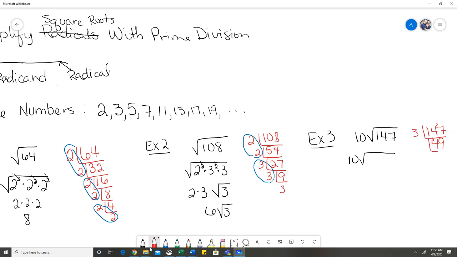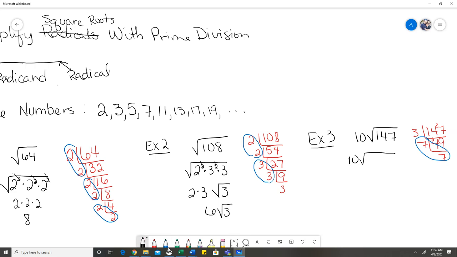3 does not go into 49, so we're going to check 5. Because it does not end in a 5 or a 0, 49 is not divisible by 5. So let's check 7. 7 goes into 49 7 times. Okay? And again, 7 is prime, so now that I'm down to a prime number on the bottom, I could stop. The only pair of prime factors I have are those 7s.